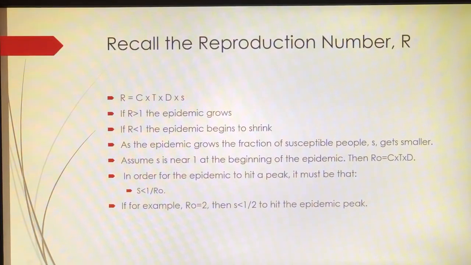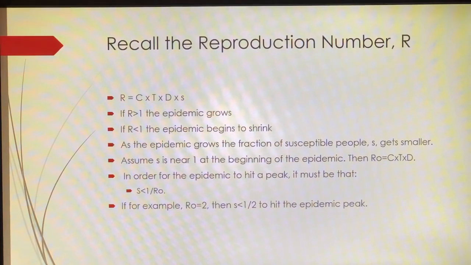So let's quickly review what we mean by the reproduction number. Remember, the reproduction number is the average number of infections that each infected person in the population creates. And we can measure R by taking the product of the contact rate C, the transmission rate T, the duration of the infection D, and the fraction of susceptible people in the population.